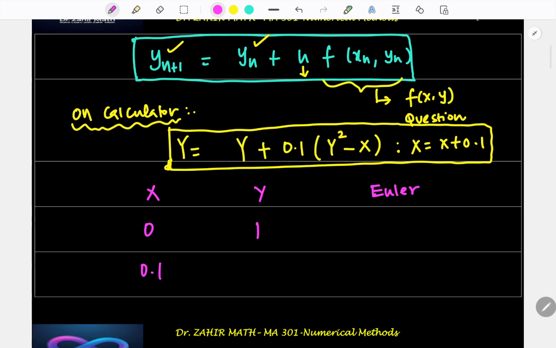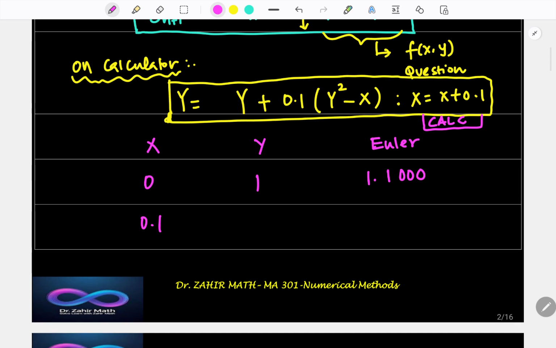Come on, type this formula in the calculator. I will also take the calculator. So alpha y is equal to alpha y plus 0.1, bracket open, y square minus x, bracket close, colon, and then x plus 0.1, right? If you press equal, it will give syntax error. Don't press equal. You have to press calc. When you press calc, it will ask the y value. Keep in your mind, y value is 1. Press 1, press equal. And x value, press 0, press equal. What's your Euler value?